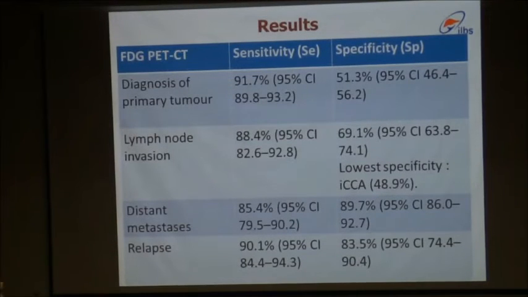So, the result shows that for primary diagnosis of the tumor, the sensitivity was 91%, and for the lymph node, the sensitivity was 51%. For lymph node invasion, sensitivity was 88% and specificity was 69%. Distant metastasis was 85% and specificity was 89%. The relapse was 90% and 83%.